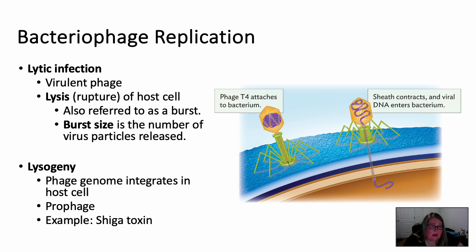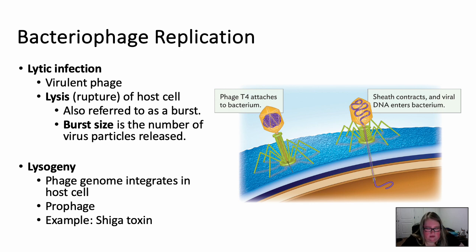been assembled. When the cell is lysed, this is also referred to as a burst. A burst size is simply the number of virus particles that are released when that cell is lysed. The larger the burst size, the more viral particles are released. So this is the virulent cycle. We're making viruses, replicating them, and they're going on to infect new hosts.